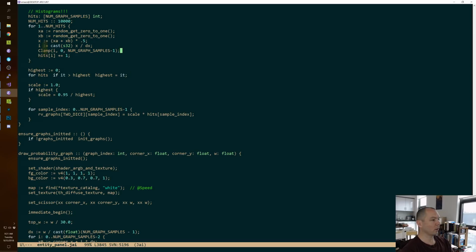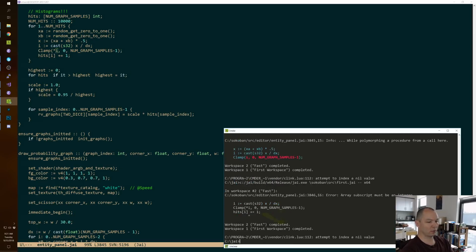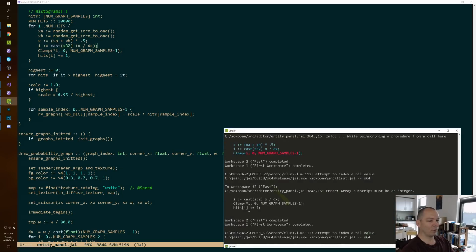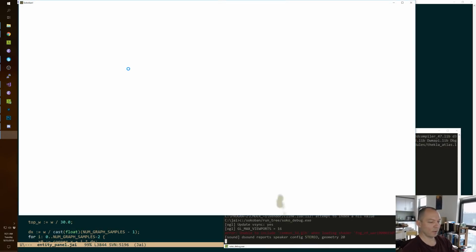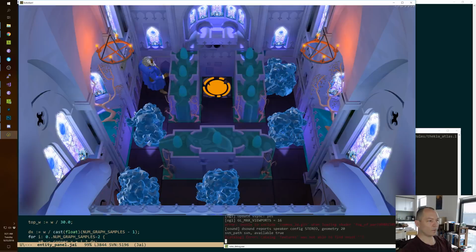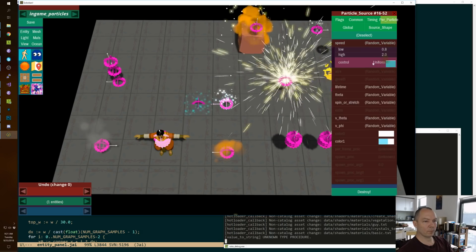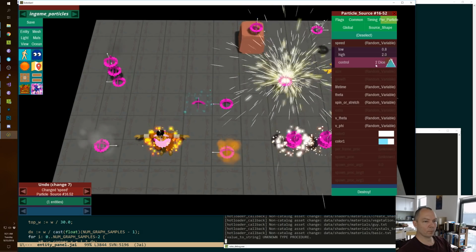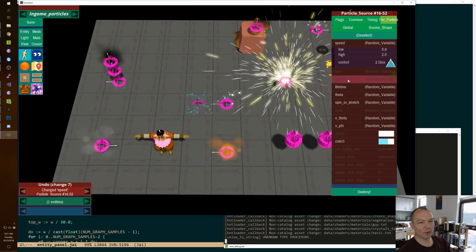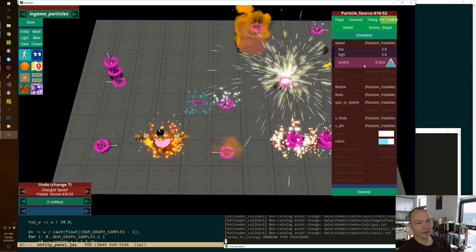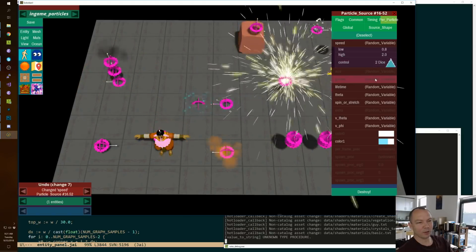Oh. Clamp, we take a pointer to I. Array subscript must be an integer. Oh, geez. Precedence of cast, man. Okay. So there we go. Oh, we're doing it every frame. How wonderful is that? That's like some indie glitch aesthetic crap right there.